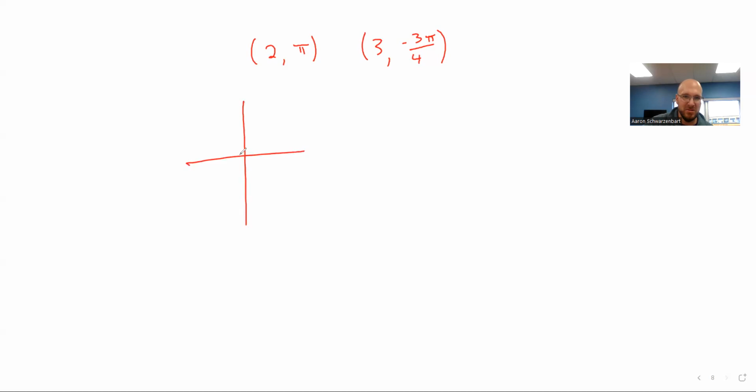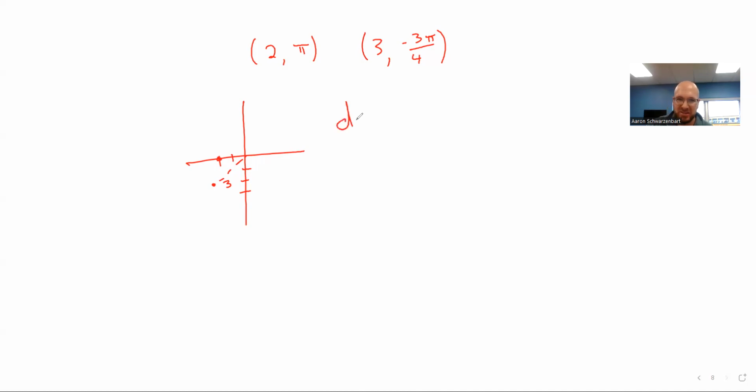Distance in the polar coordinate system. I'm going to find the distance between these 2 points. There's a couple of different ways I can do this. I can convert each point to rectangular coordinates and use the regular old distance formula. 2 and pi is right here. It's negative 2, 0. 3 and negative 3 pi over 4 is going to be right about here with this at 3. Okay. Not sure exactly what angle that is.